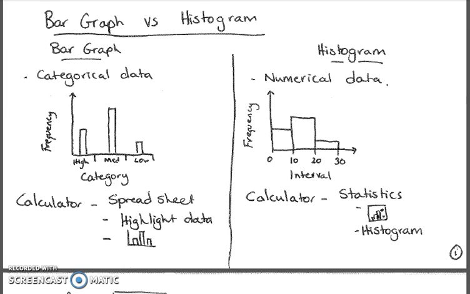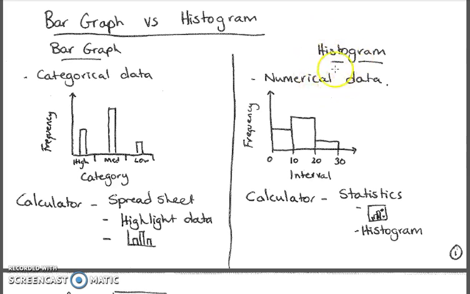Bar graphs versus histograms. They look very similar, however they are completely different. Bar graphs we use for categorical data. If you can see, it's a bar, they're not touching, our categories are on the bottom axis, and they're written. Also, make sure that your axes are labeled.